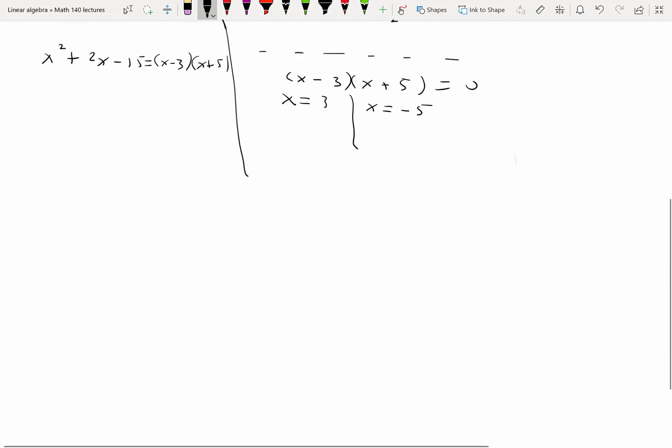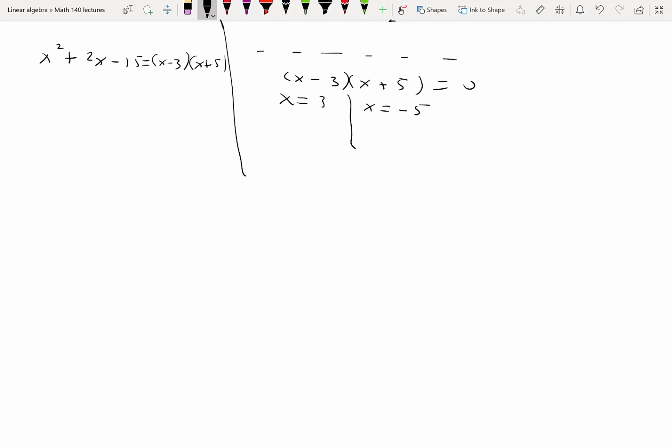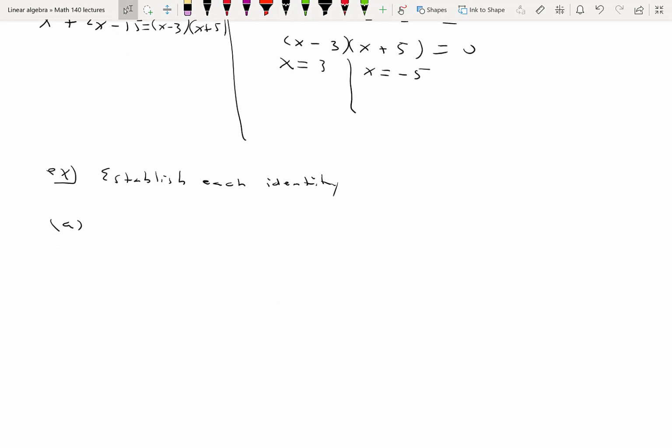Let me be much more explicit about that with an example. So the example is to establish each identity. Let's say A. Establish the identity: cosine theta times tangent of theta equals sine of theta.